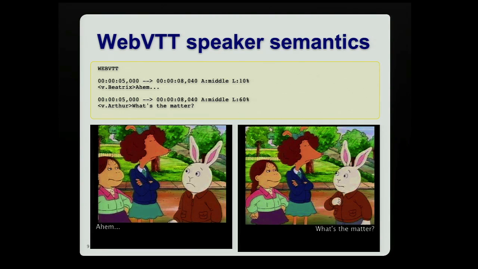We also have speaker semantics included into WebVTT, which is interesting because it allows us to put some semantic information into our markup. In the sample file, tags appear before the text of each caption. v.beatrix in the first caption and v.arthur in the second. The tags are not closed. Here, for example, we have two people speaking. We know their position on the left and on the right.